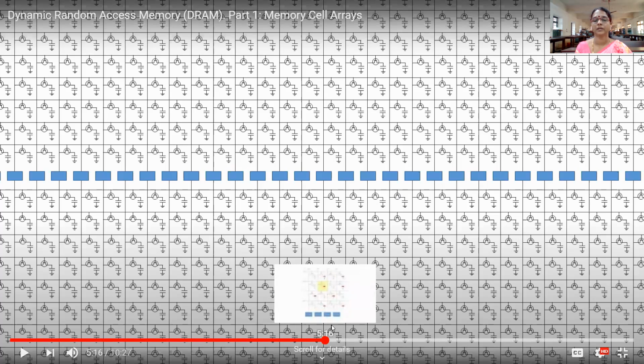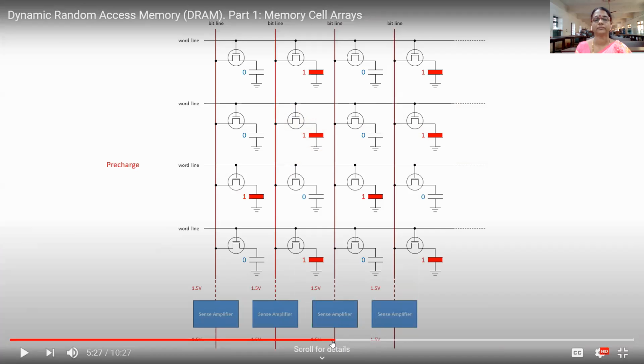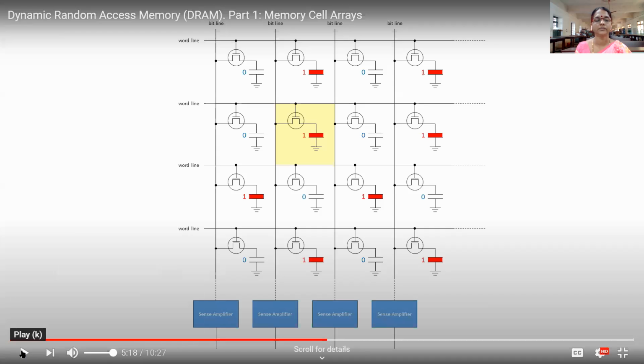See how to read from this memory cell, what we have to do. Just listen to this once. To read the entire row, first, each bit line is pre-charged to a voltage which is about half of the voltage being supplied to the DRAM module as a whole.